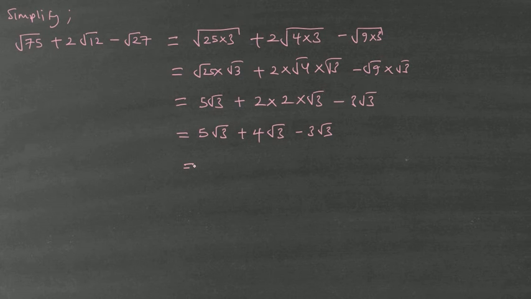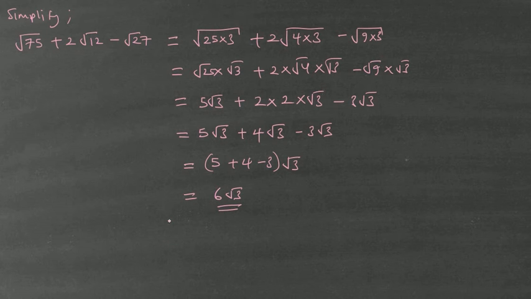We can factor out root 3 because I see it is common, so we remain with 5 plus 4 minus 3, all multiplied by root 3. On simplifying, this is 9 minus 3, which is 6 root 3, and it is simplified as you see.